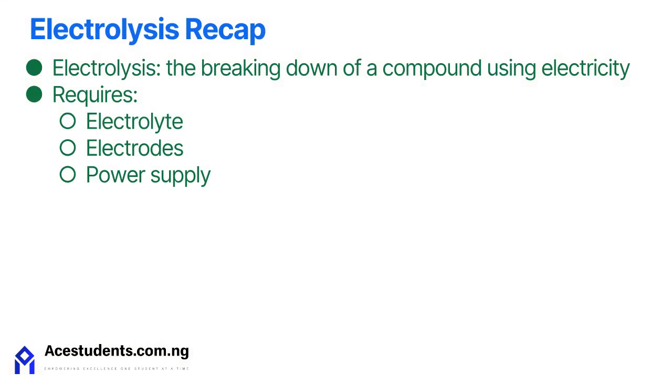Electrolysis is the process of breaking down a compound using electricity. It requires three key things: an electrolyte, which is the ionic substance; electrodes, usually made of graphite or other materials; and a power supply to drive the reaction.